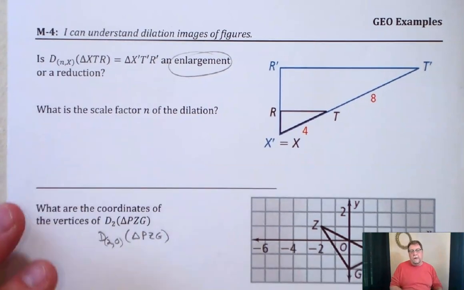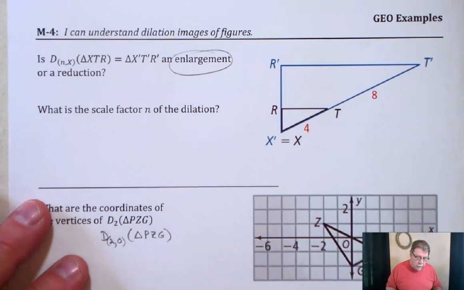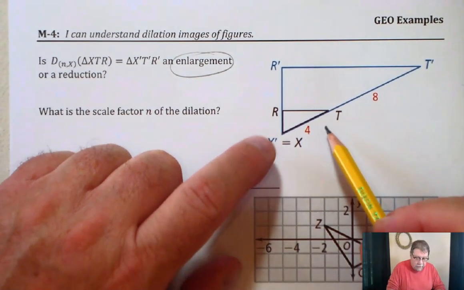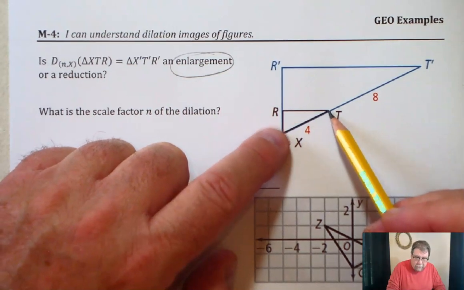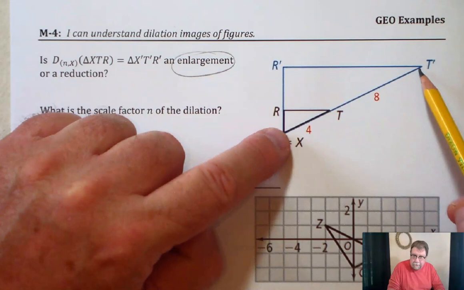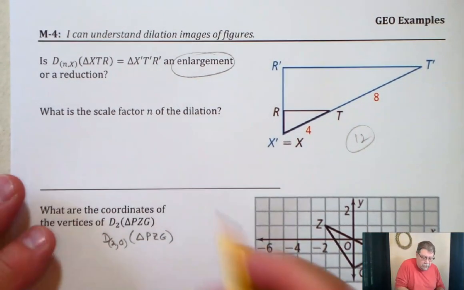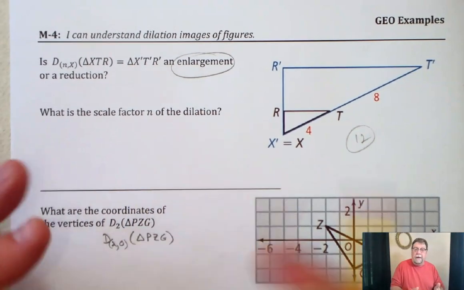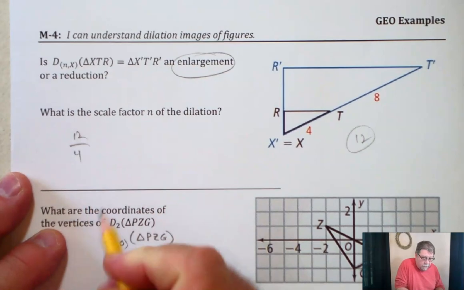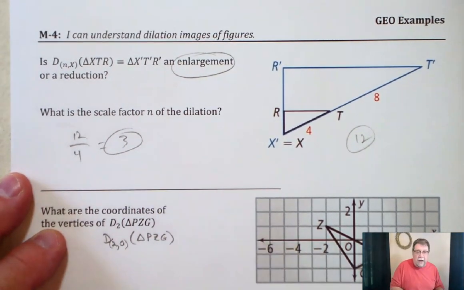So what is the scale factor of the dilation? What is N? So what we want to do is look at these lengths. Since the numbers are over here, the pre-image is only 4 units long, but the image is not 8, it's both of these, 4 plus 8. The image is actually 12 units long. So since the scale factor is bigger than 1, it's an enlargement, we'll put the 12 over the 4 and reduce that down to 3 over 1. So it's a scale of 3.